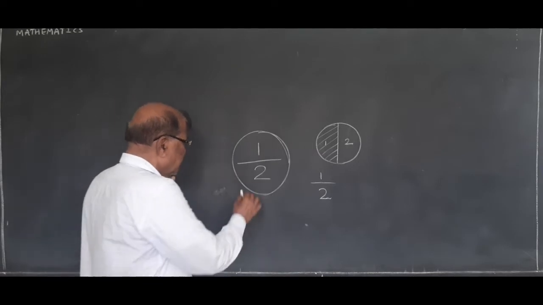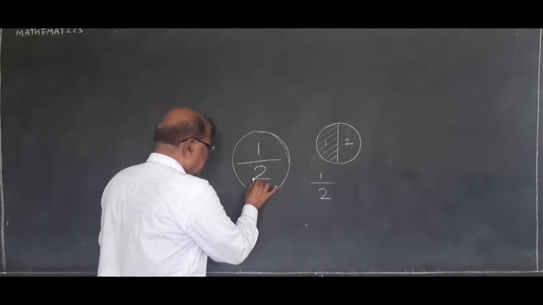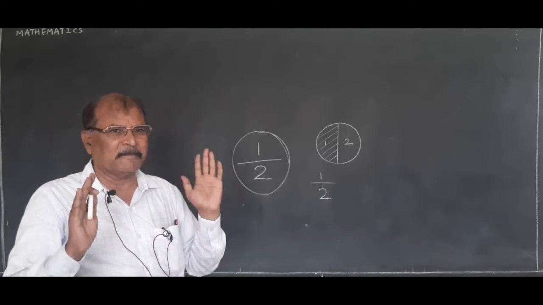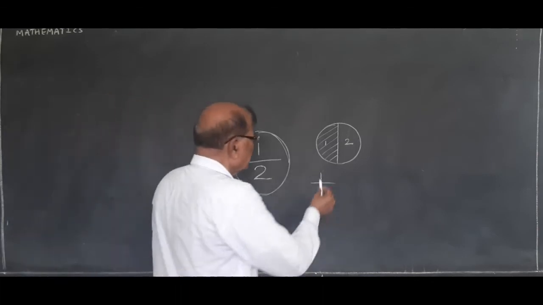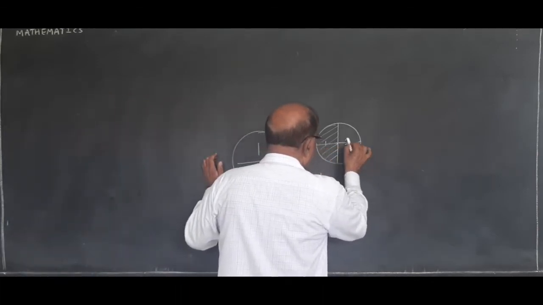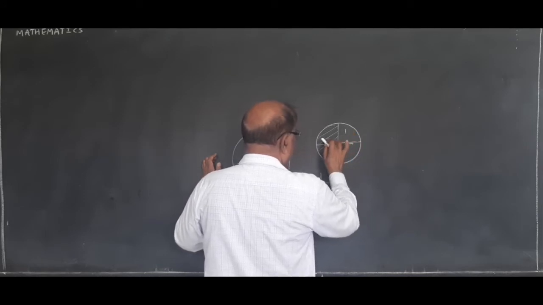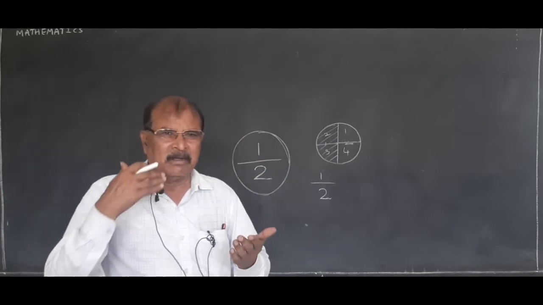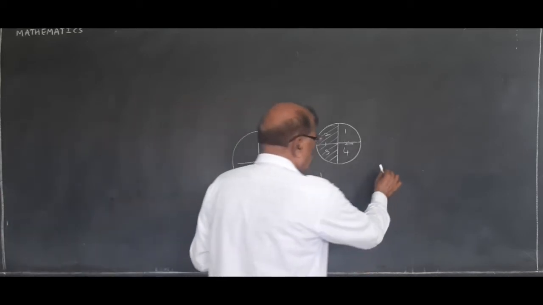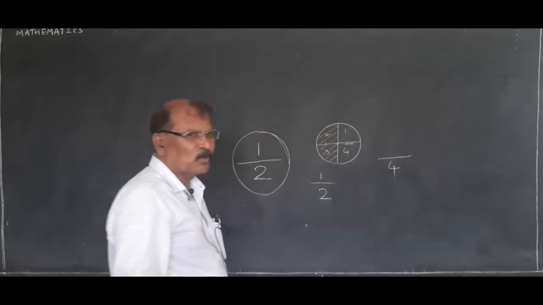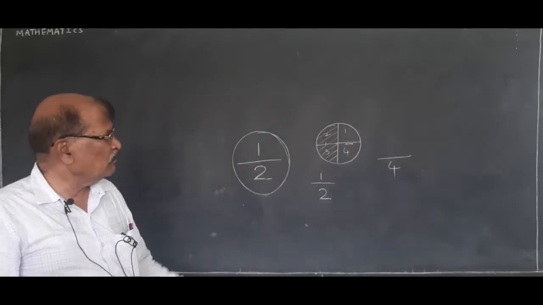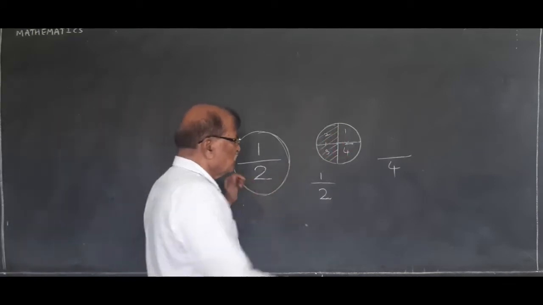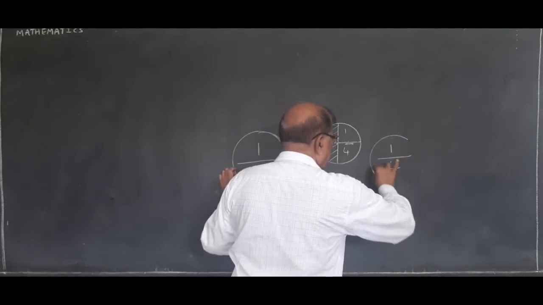So the denominator always represents how many equal parts are made. For example, if you take four parts, 1, 2, 3, 4, what would be the denominator? It must be 4. Suppose we have given one part, so mathematically it can be represented by 1 by 4.